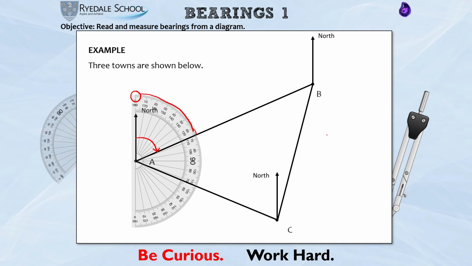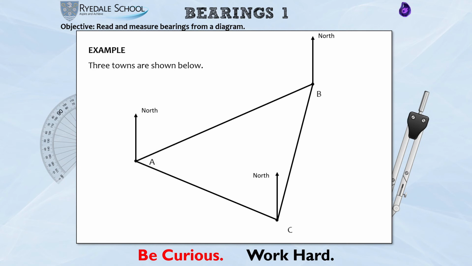Okay? So I can write, and you can write this underneath, B from A. Remember, we're not going to write 66 because it has to be a 3-digit number. 066. Okay? You could also write A to B is 066.